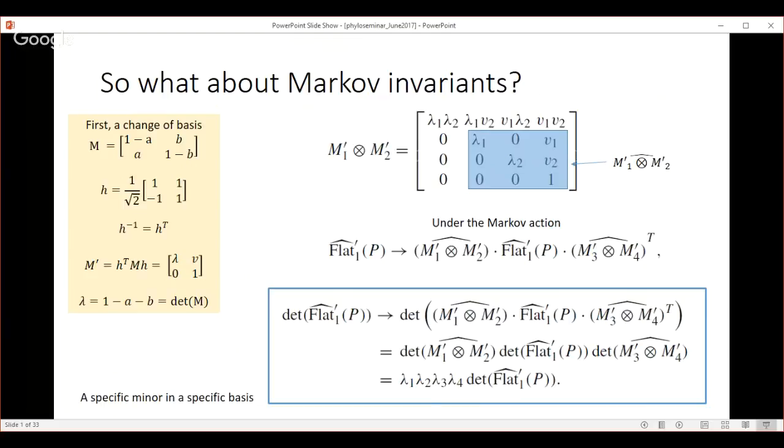And it's also, in terms of these edge invariants we've just thought about, a specific minor in a specific basis. So what have I done here? I've thrown out one column, one row, and I've taken the determinant of what's left. So it's obviously something that's really related to these edge invariants that we've seen before.